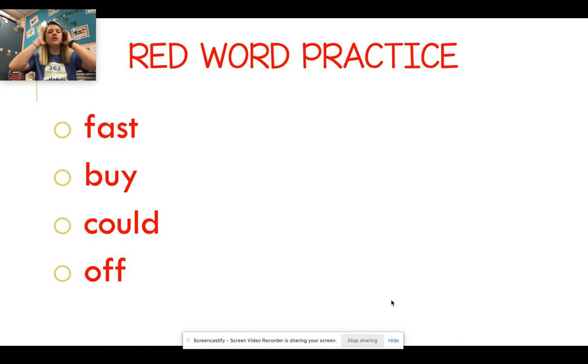And here's our last word. Off. Turn the lights off when you go out the door. Off. Here we go. O-F-F. Off. O-F-F. Off. O-F-F. Off. Very good, guys.